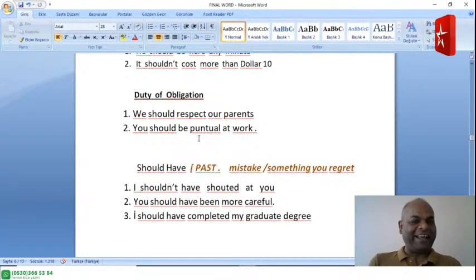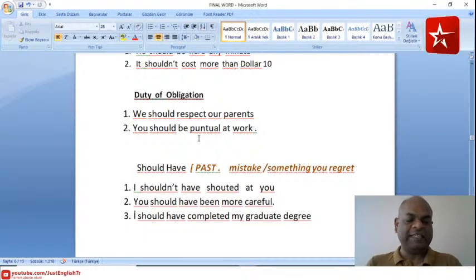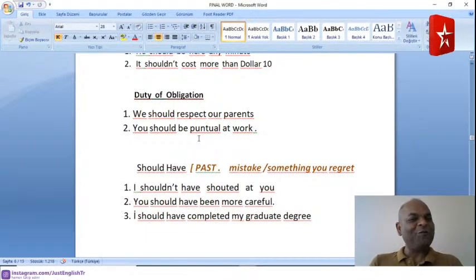You should remember that. All right, we got Tessin says it's a duty. So it goes under the category of duty of obligation and under the umbrella of should.